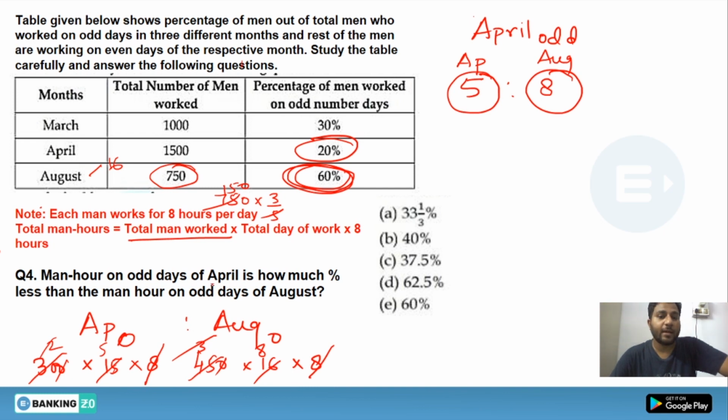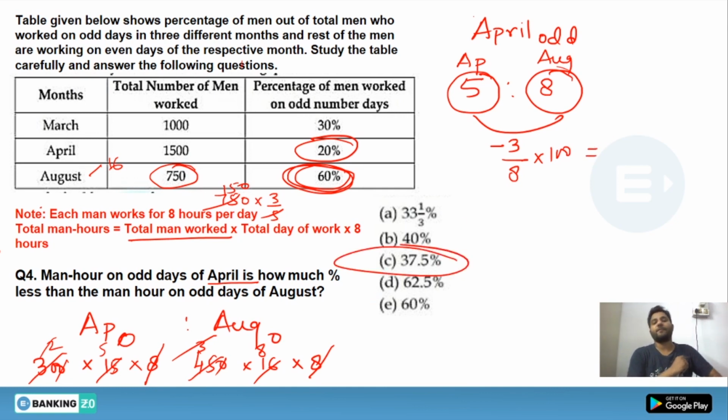Now they are asking how much percent less April is. So April is clearly 3 less than 8. So 3 by 8 into 100 will be the percentage, and that would be 37.5.